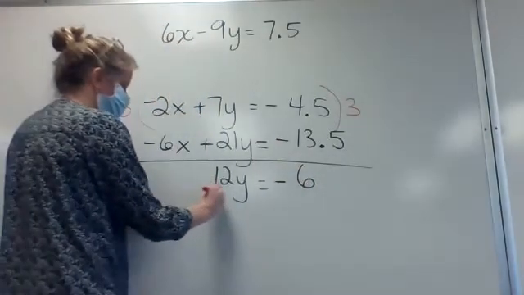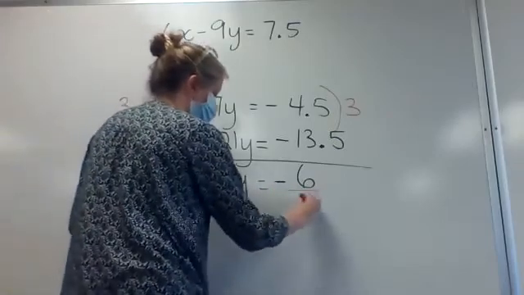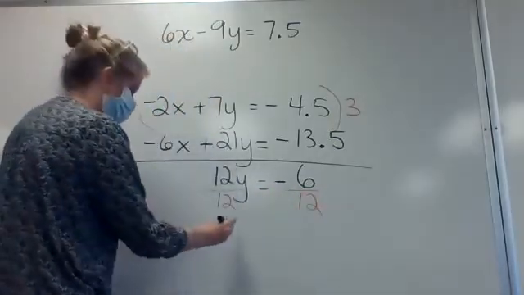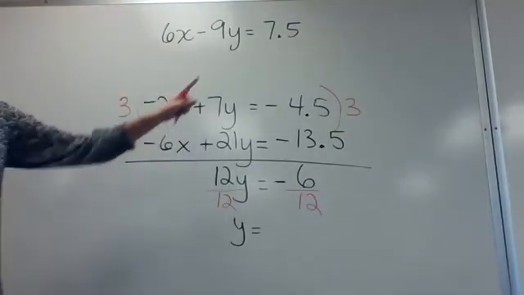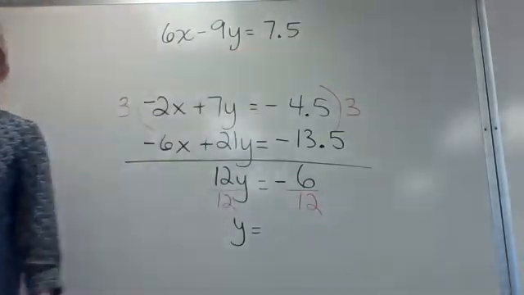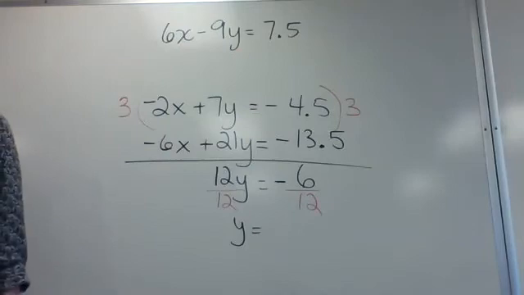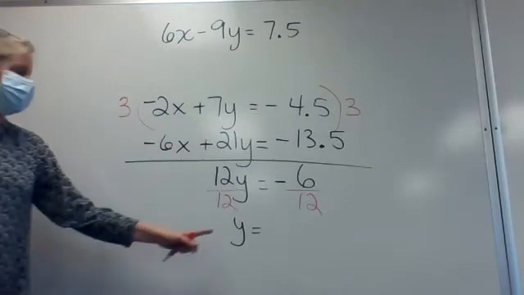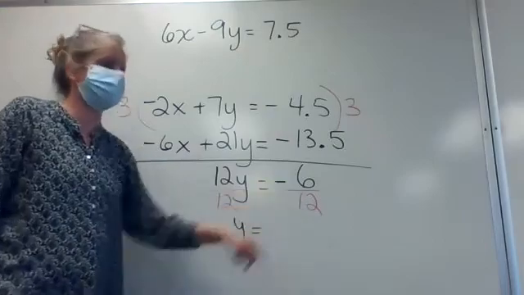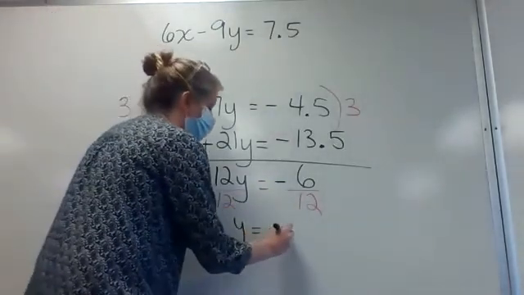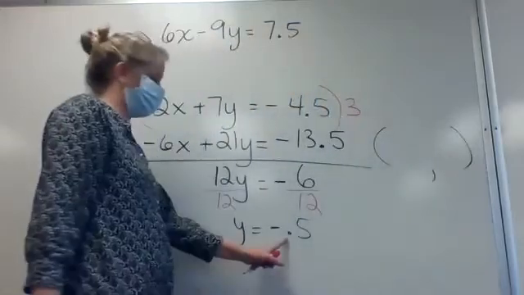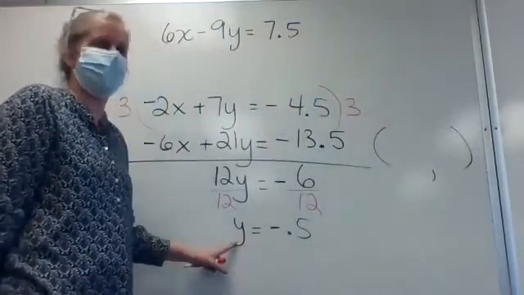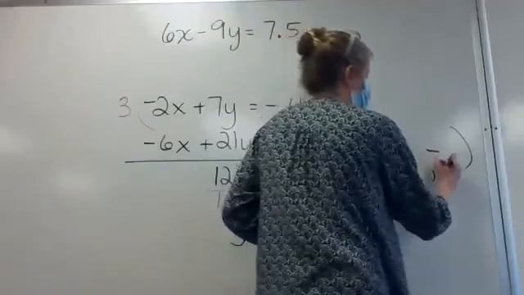So what are you dividing by? 12. So what does y equal? Negative 6 divided by 12. Since the question started with decimals, it'll let you use decimals in your answer. What do you get when you type negative 6 divided by 12 in your calculator? Negative 0.5. So you can use that. And where does this go? That's the y, so it goes in the back.